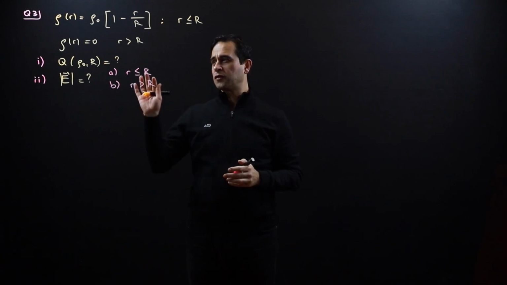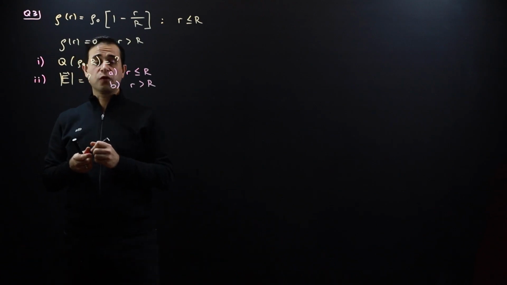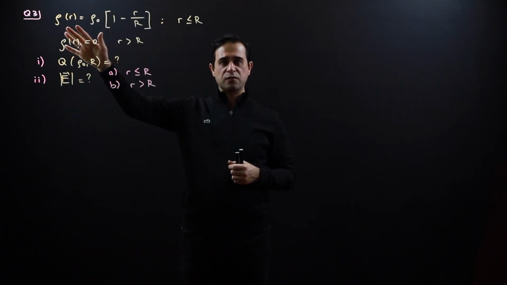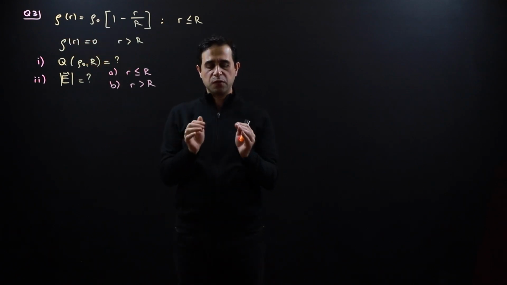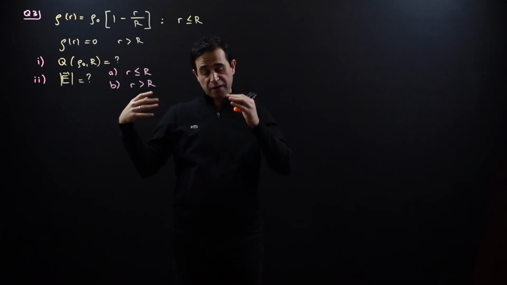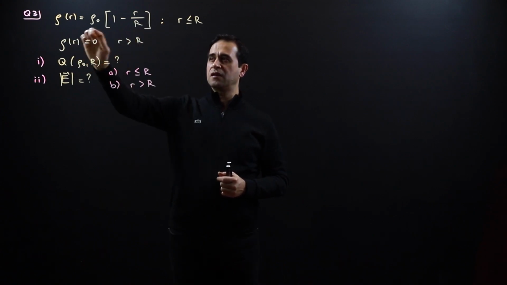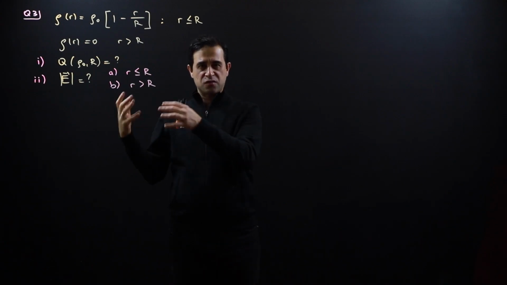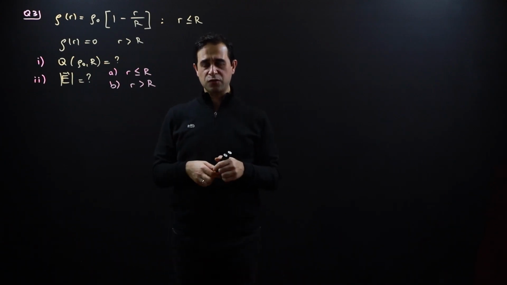Okay, so let's start with the first part. What is Q? So again, if this charge density had been a homogeneous charge density, you would simply multiply the charge density with the volume. It's just volume times the density would be equal to total charge. But obviously it's not homogeneous, so you can't simply multiply this volume with the density. So how are you going to do that?